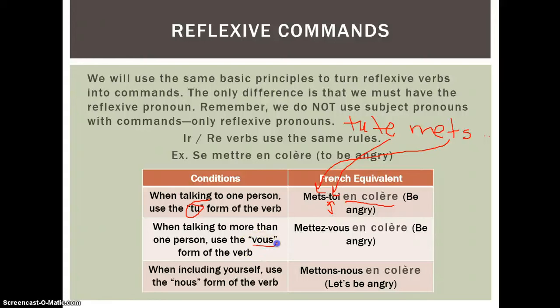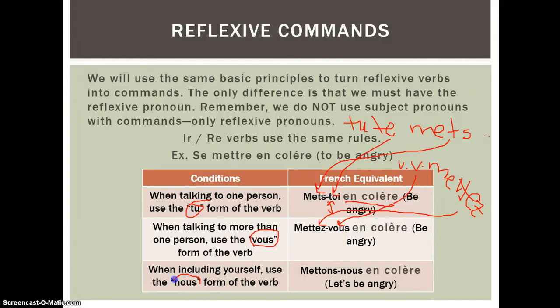When you're telling more than one person, you're going to use that vous form. So, mettez-vous en colère, because we had vous mettez. So, we change the order and we put our mettez first. And then we follow that with a hyphen. And then we use our reflexive pronoun, vous.